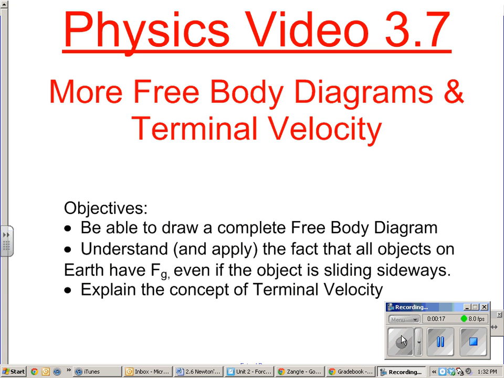All right, so objectives. By the end of this video, you should be able to draw a complete free body diagram. You should be able to understand and apply the fact that all objects on Earth have a force of gravity, even if the object is sliding sideways. And then hopefully we'll have time to explain the concept of terminal velocity.